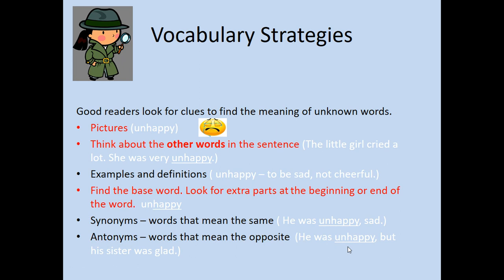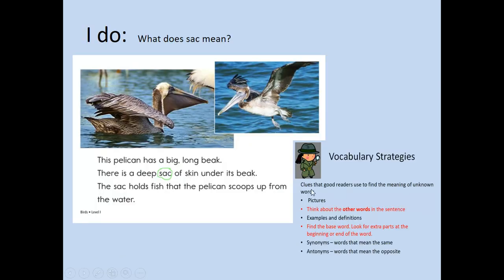Now, let's see if we can practice some of these vocabulary strategies. This question says, what does sack mean? So we're looking at this word that is circled in green. But first, let's read. This pelican has a big, long beak. There is a deep sack of skin under its beak. The sack holds fish that the pelican scoops up from the water.